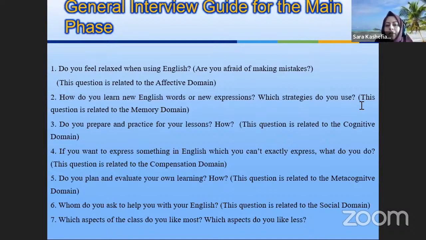The next question was, whom do you ask to help you with your English? This question is related to the social domain. So whose cooperation you seek? So social strategies. And we also asked a general question: which aspects of the class do you like most and which aspects do you like least?